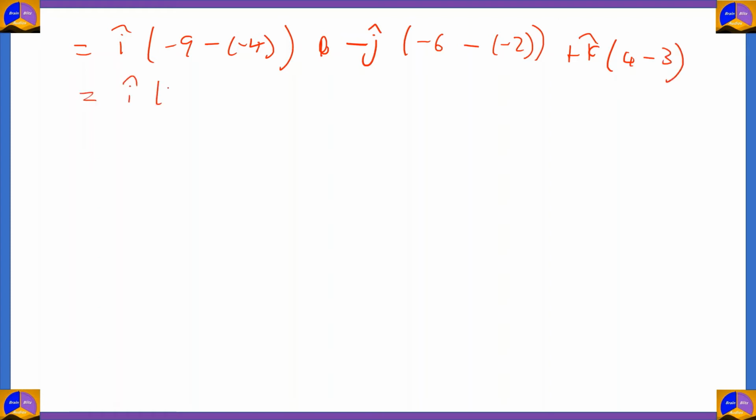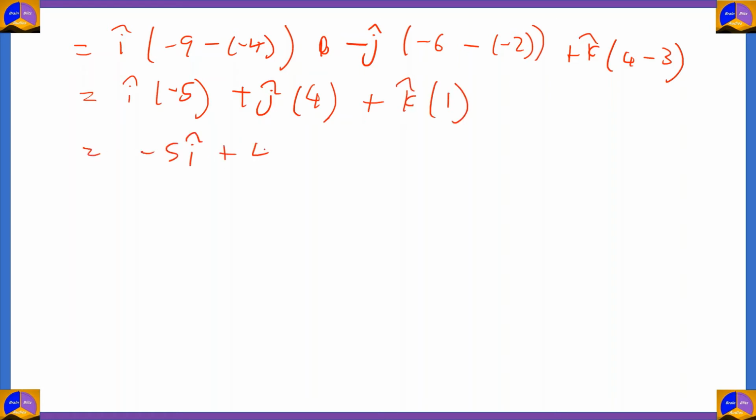So that'll be equal to i cap into minus 5, plus j cap into 4, plus k cap into 1. So minus 5i plus 4j plus k is the normal vector of the required plane. So from the normal vector, we'll get our direction ratios. So A will be minus 5, B will be plus 4, and C will be equal to 1.